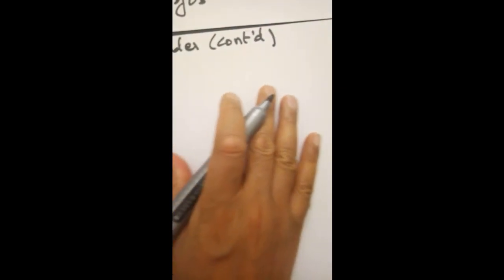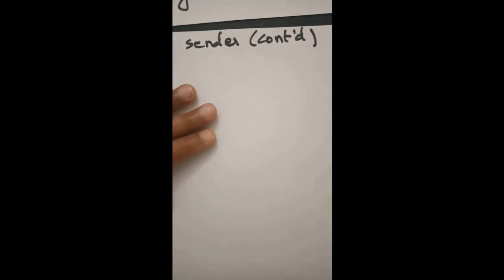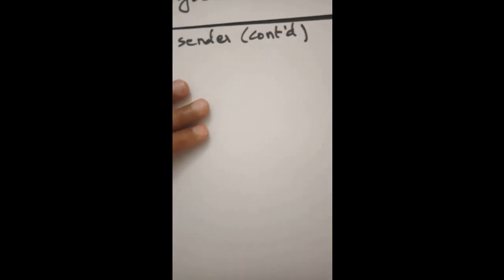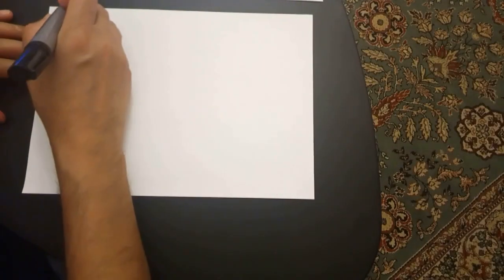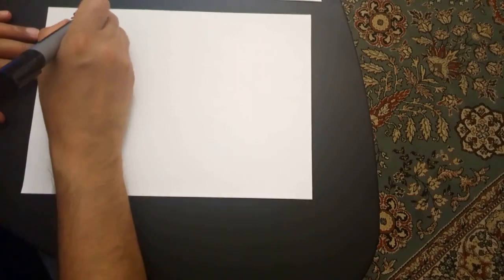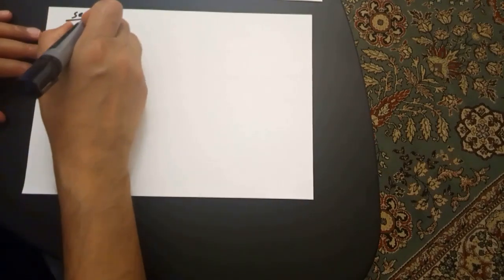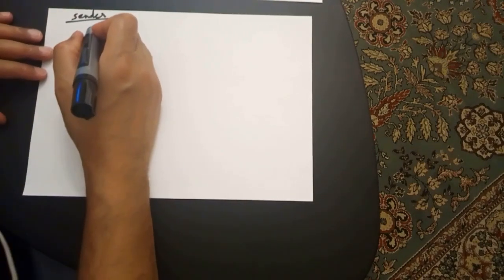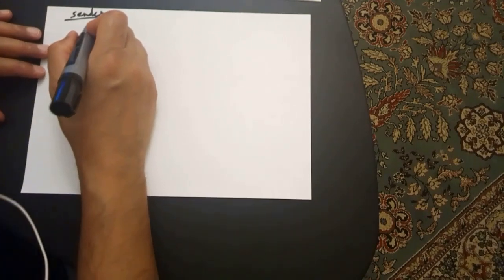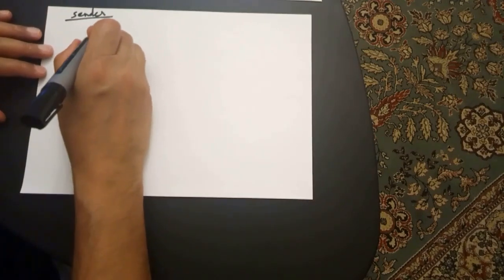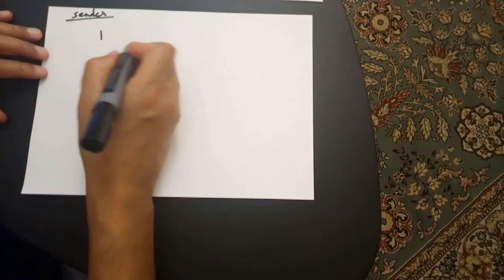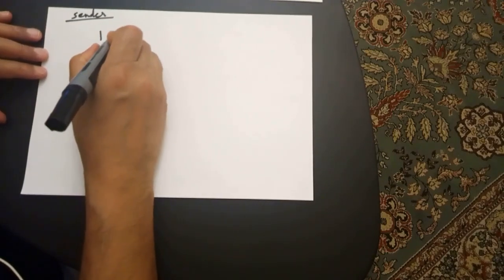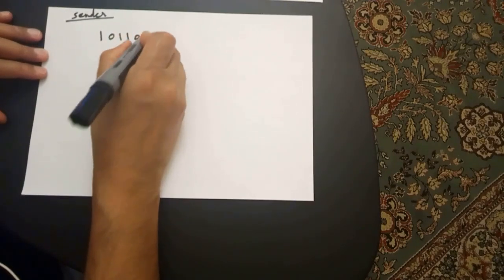What does the sender do? It actually now performs a binary division. Okay, so now let's perform the operations at the sender. So what was our modified data string with the n number of appended zeros? It was 1 0 1 1 0 1 1 0 0 0, right?